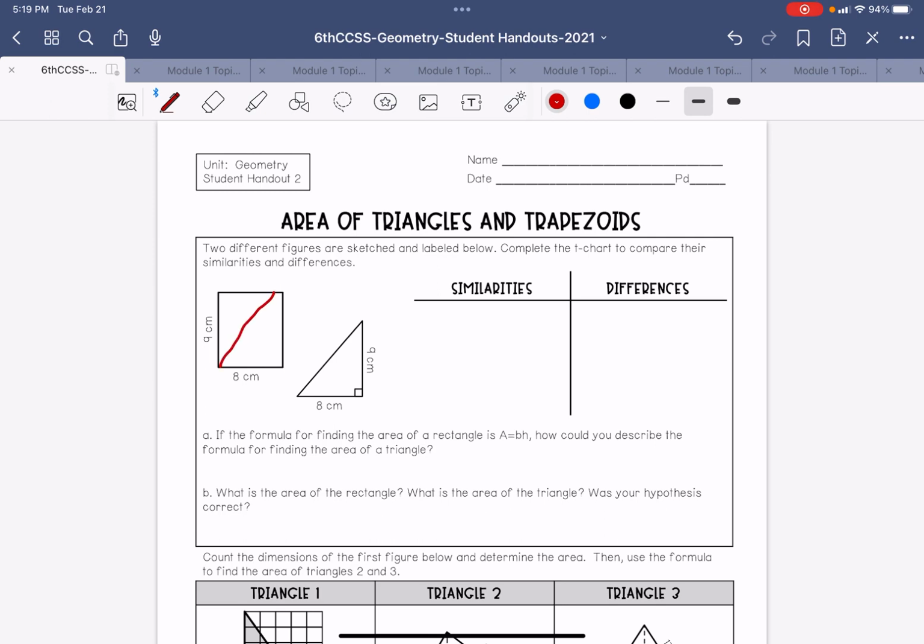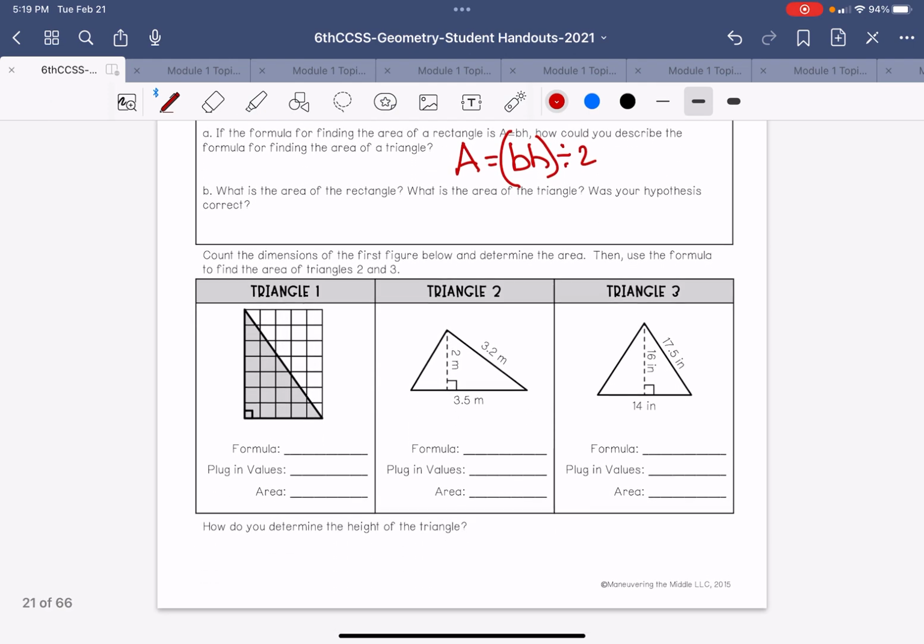So this would be 9 centimeters by 8, and this part is actually going to be the same as this. The area will be the same. So if I were to compare, this is actually half of a rectangle. So if the rectangle is A equals B times H, then a triangle is going to be base times height divided by 2. So those two multiplied together divided by 2.